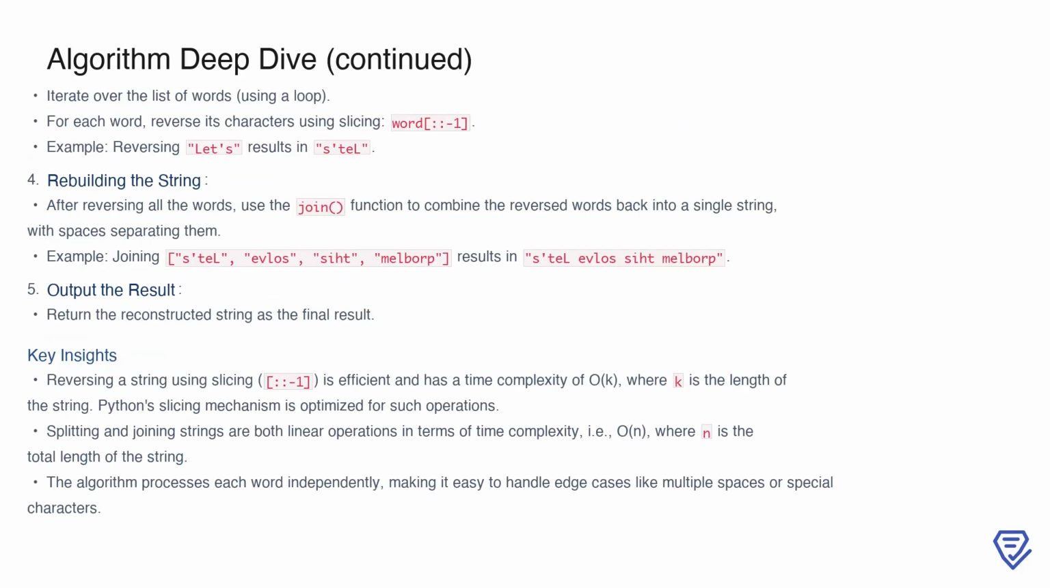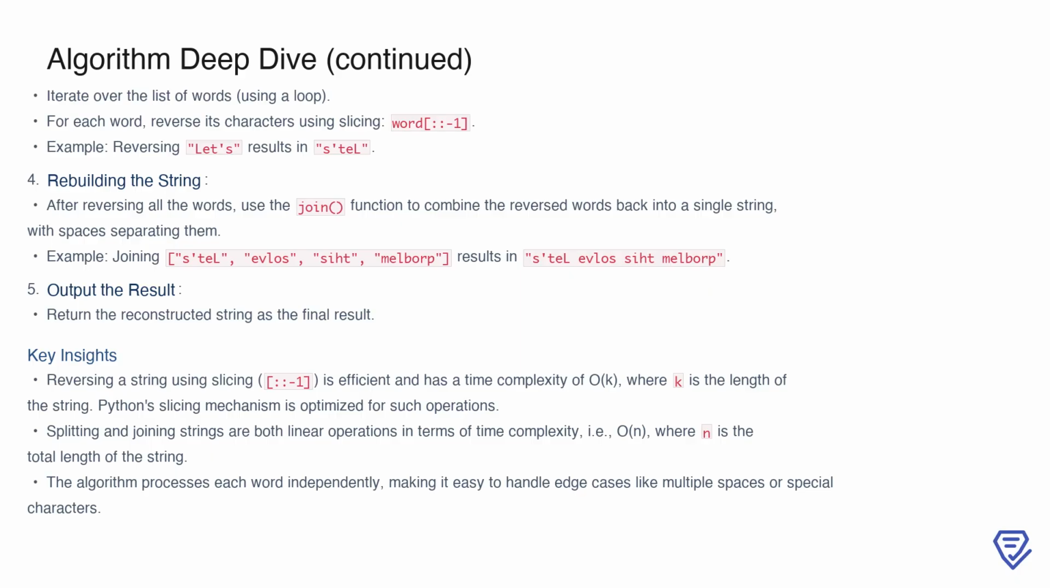The next step involves iterating over the list of words and reversing each word individually. This can be done efficiently in Python using slicing with the syntax word[::-1]. For example, reversing the word "let's" produces "s'tel." Similarly, solve becomes evlos, and so on.